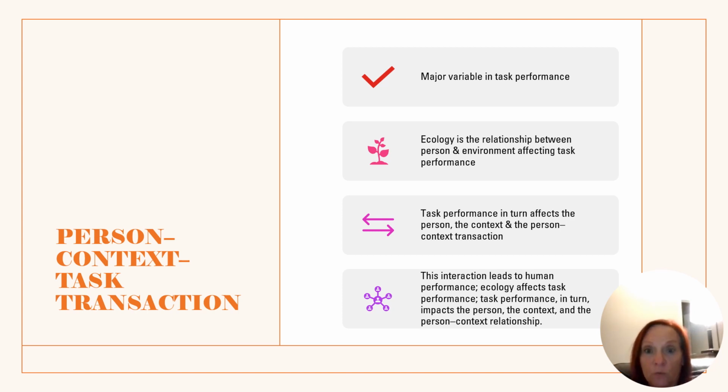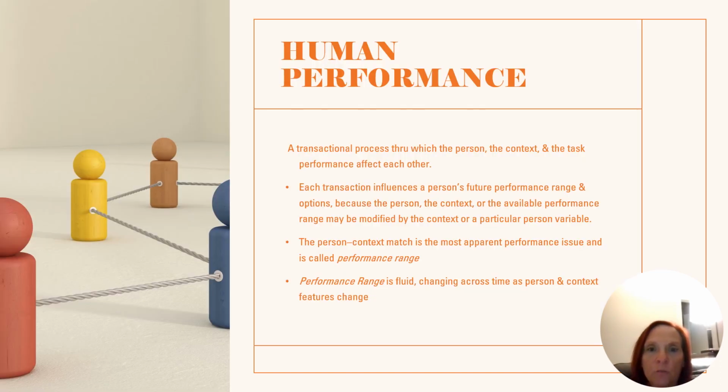The ecology, which we said was the relationship between the person and the environment, affects the task performance. The task performance, in turn, impacts the person, the context, and the person-context relationship. So it is just a cycle. I recommend you write that down and look at it. Okay? So human performance is a transactional process through which the person, the context, and the task performance affect each other. And again, it's transactional.